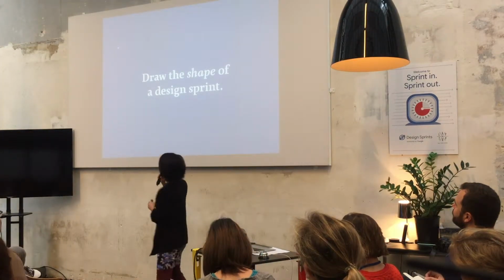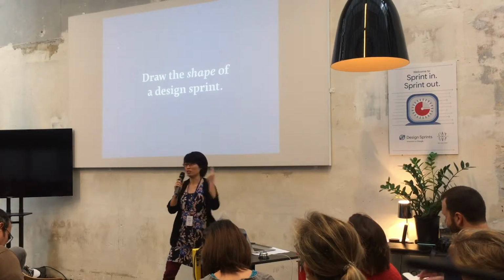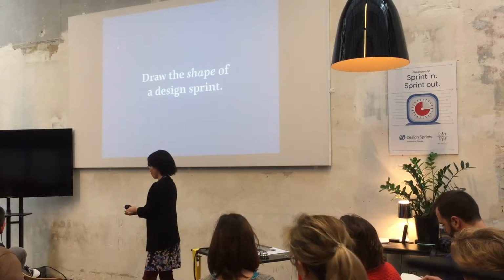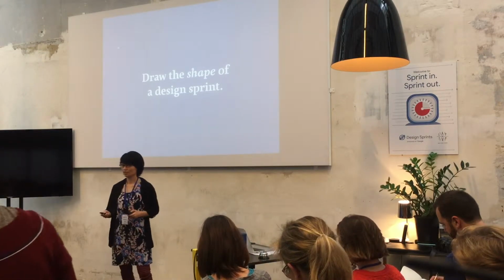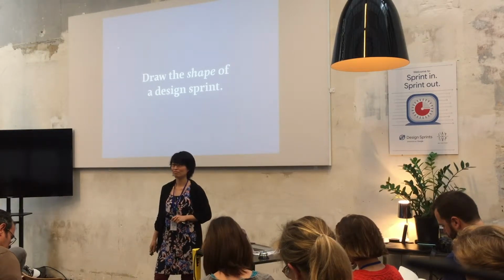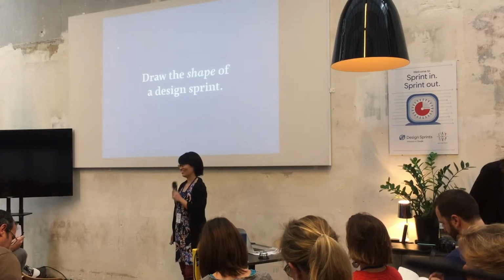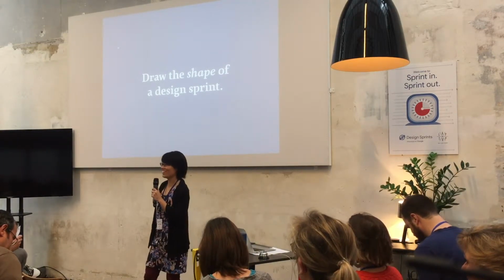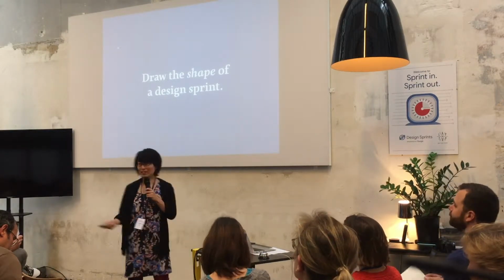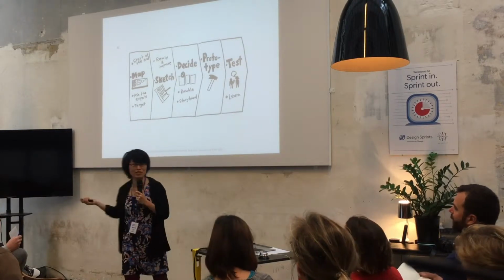And draw what you think the shape of a design sprint looks like. Just whatever comes to you. Like, what does that shape look like, a design sprint? No, it doesn't look like a slap in the face, but it feels like it sometimes. Okay, so maybe you drew something like this, you know, from Jake Knapp's book.